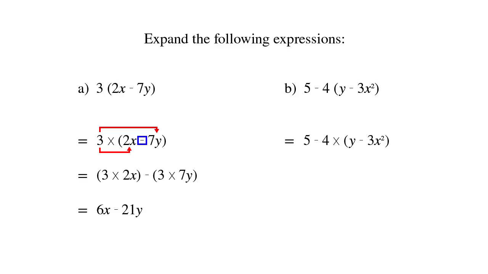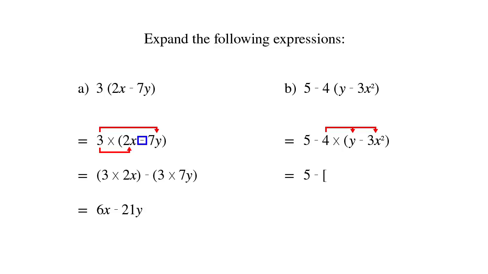Now, if you remember the rules of BODMAS, then you'll know that in an expression like this, we always do multiplication before subtraction. So we don't subtract 4 from 5 and then times the answer by y minus 3x squared. We times the 4 by the brackets first, and then we subtract the answer from 5. So we leave the 5 where it is, we put in the minus sign, and we expand the bracket 4 times by y minus 3x squared.